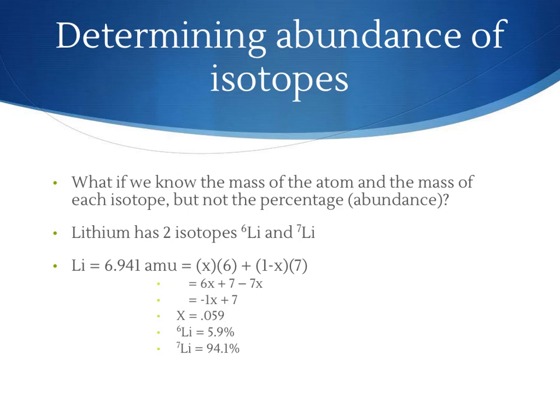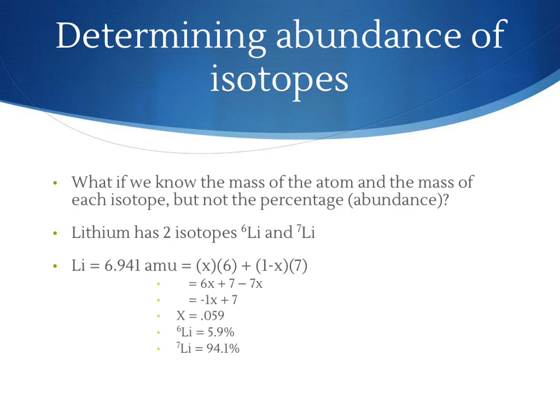So you multiply your mass by each of these, so 6 times x gives you 6x, plus 1 minus x times 7 means you get 7 minus 7x. Take your x's, combine them together, and you get negative 1x plus 7. X is going to equal 0.059. So you multiply that by 100. Lithium-6 is 5.9%. Lithium-7 is 94.1%. Add those together, and you're going to get 100%. That way you know you did it right.